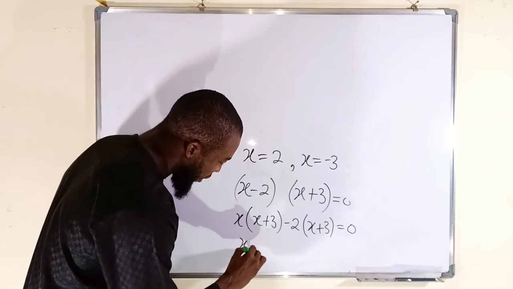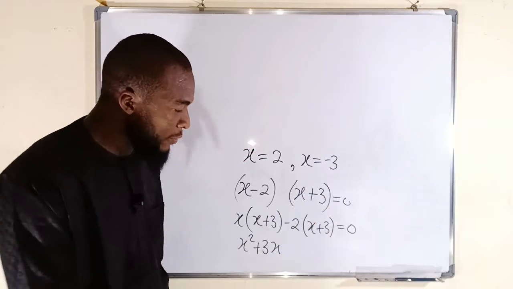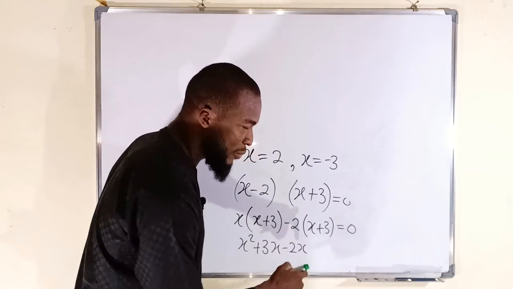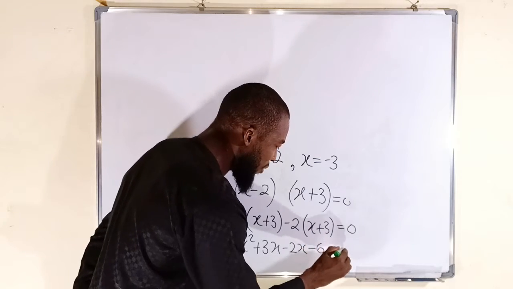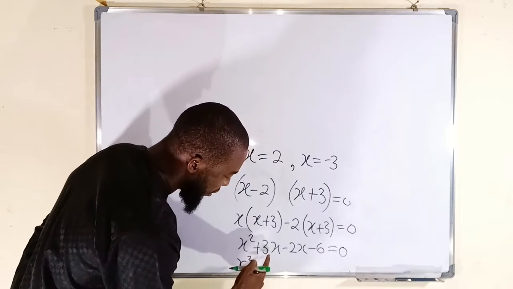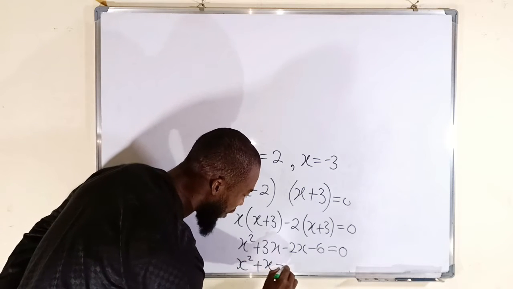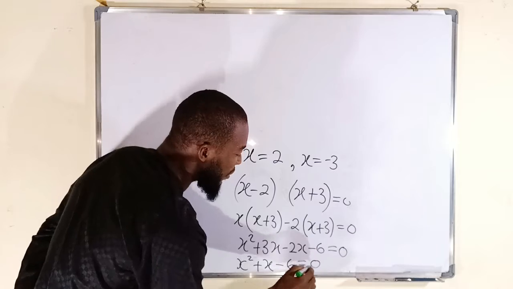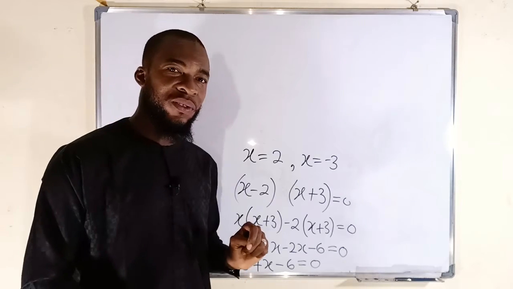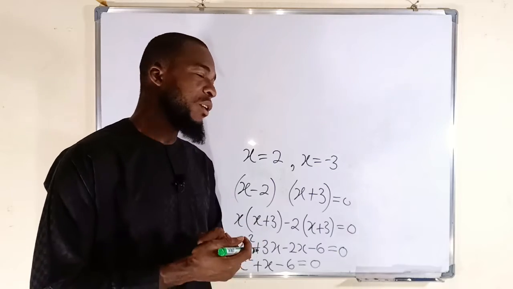x times x is x squared. x times positive 3 is 3x. Then you go to the other one. -2 times x is -2x. Then -2 times positive 3 is -6. This is equal to 0. Finally, you collect the like terms. We have x squared here. 3x minus 2x will give us a single x, plus x. We have -6, which is the constant. The whole of this equal to 0. Now, we have formed that quadratic equation, x squared plus x minus 6, which if you solve it, you're going to obtain x equal to 2 and x equal to -3.